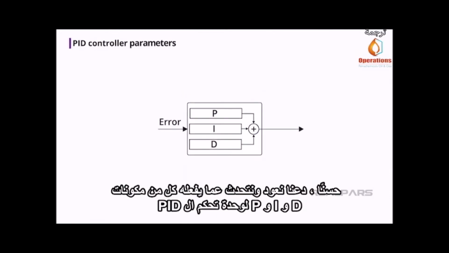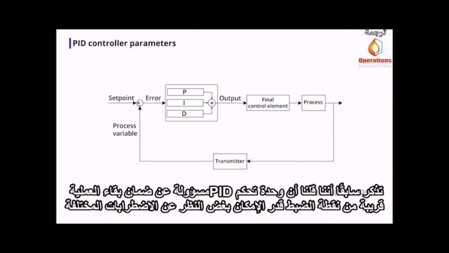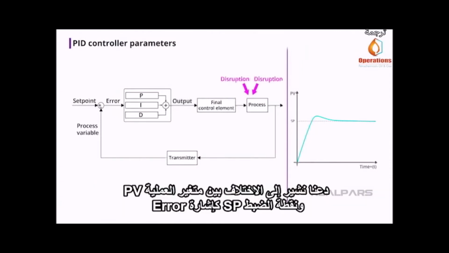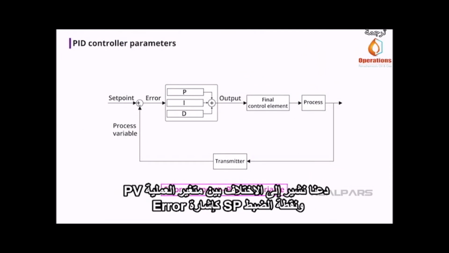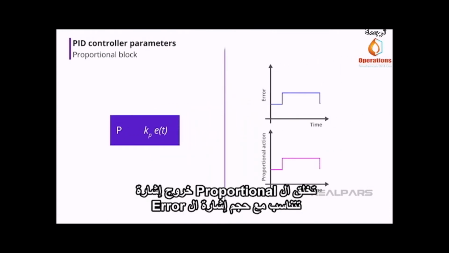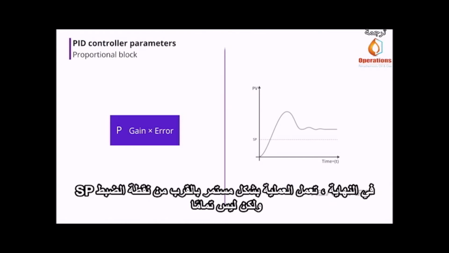Okay, let's get back and talk about what each of the P, I, and D components of the PID controller does. Remember earlier we said that the PID controller is responsible for ensuring that the process remains as close to the set point as possible, regardless of various disruptions. Let's refer to the difference between the process variable and the set point as the error signal. The proportional block creates an output signal proportional to the magnitude of the error signal. Unfortunately, the closer you get to the set point, the less it pushes. Eventually, the process just runs continuously close to the set point, but not quite there.